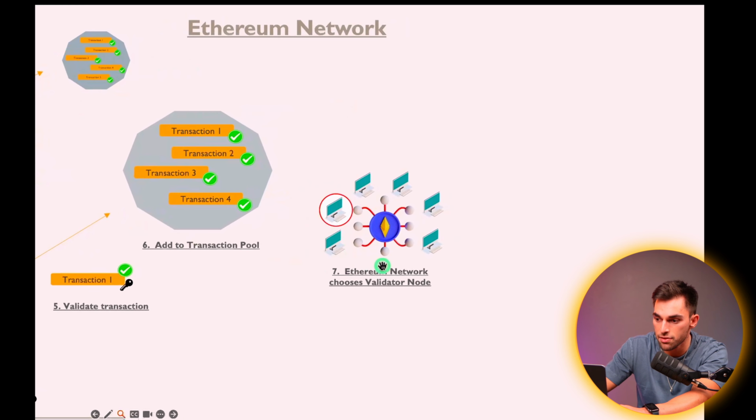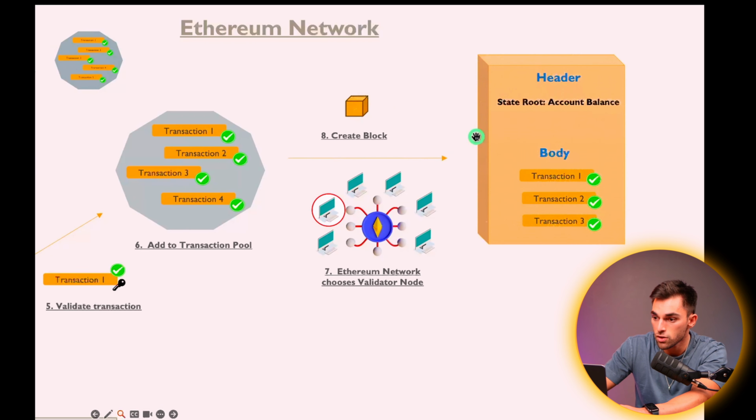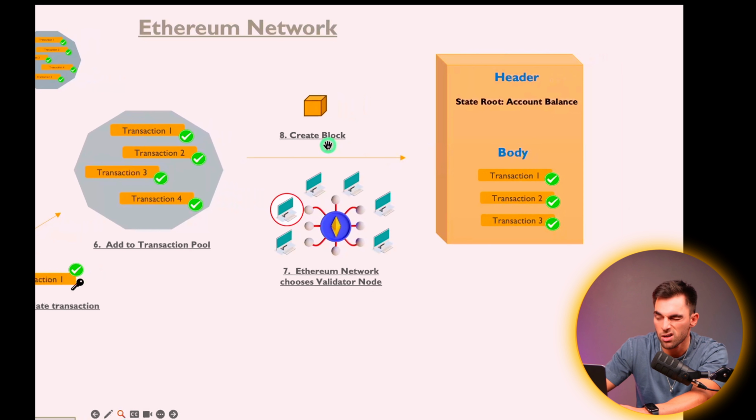So let's say the Ethereum network chooses our node here. So then this node will go ahead and create the new block. So what it'll do, it'll add all of these transactions into the body of the block. All right, so transaction 1, transaction 2, transaction 3. Then based on these transactions, it'll compute the new state root or world state, which is the account balance.